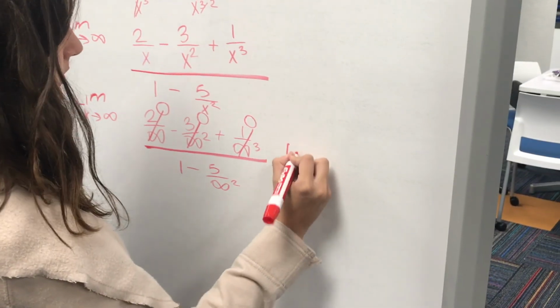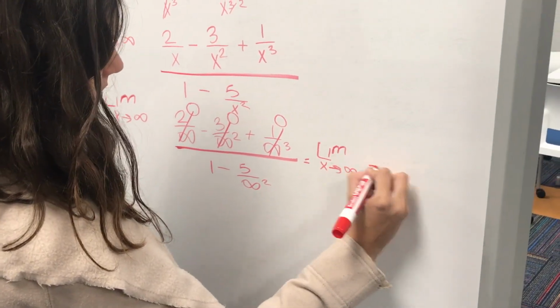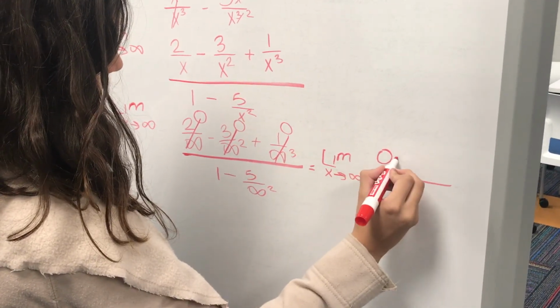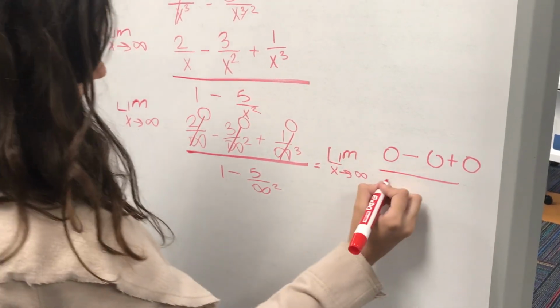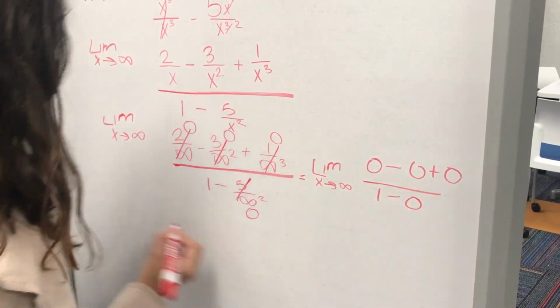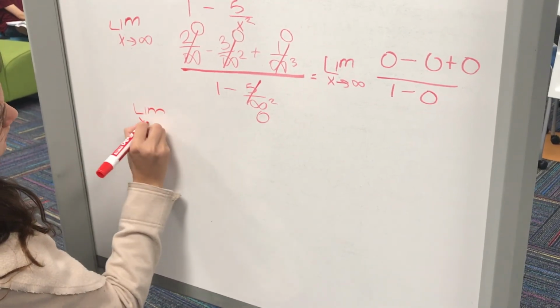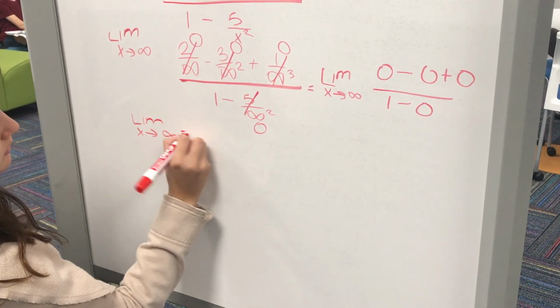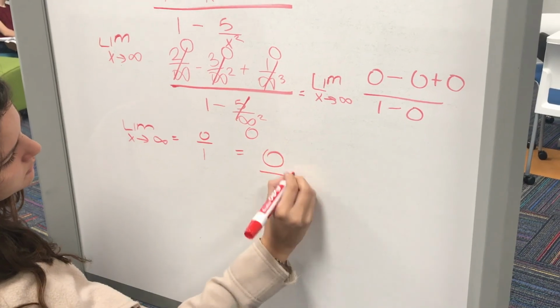So we rewrite that the limit when x approaches infinity is 0 minus 0 plus 0 all over 1, which stays as it is, minus 0. So our final answer would be that the limit when x approaches infinity is 0 over 1, which simplified, gives us 0.